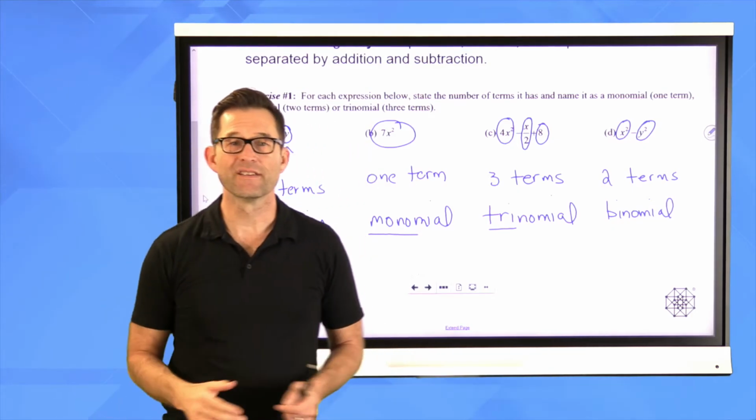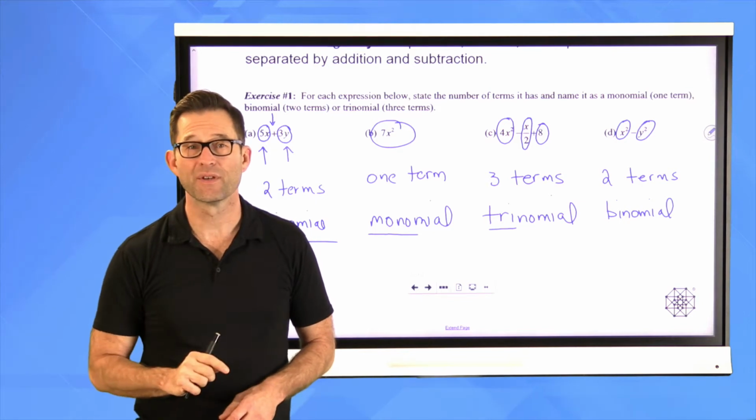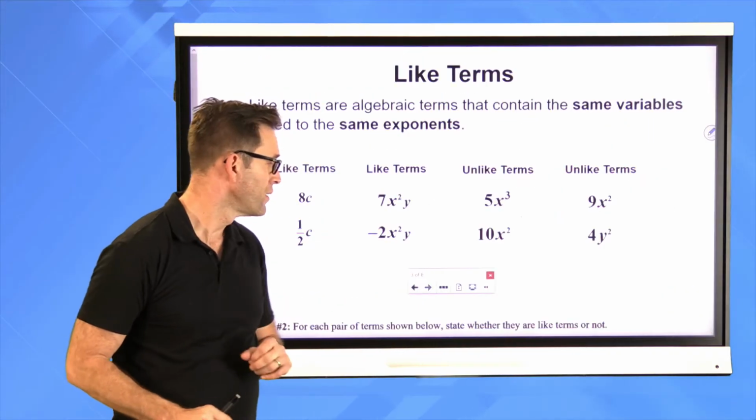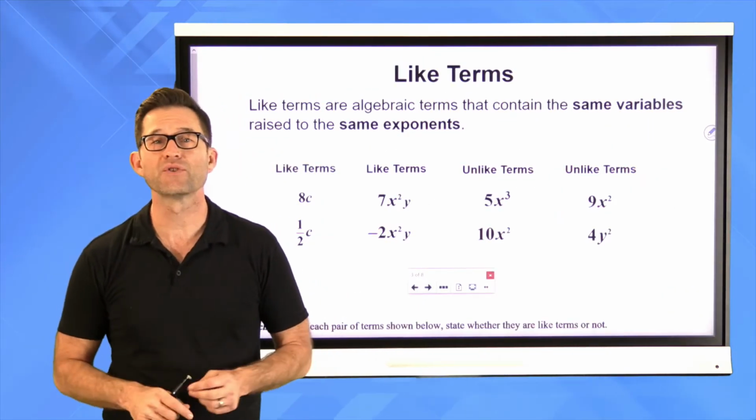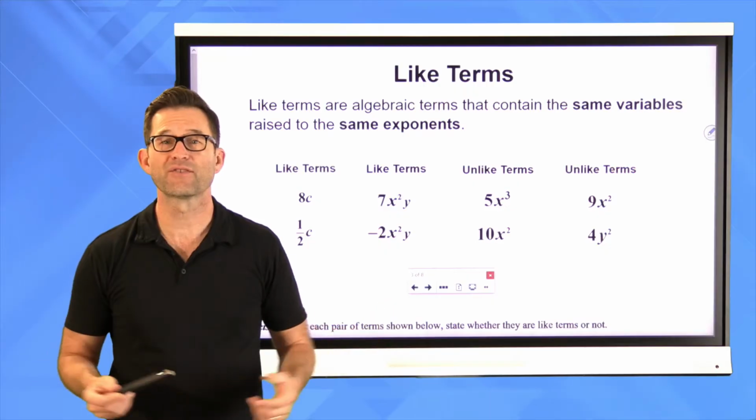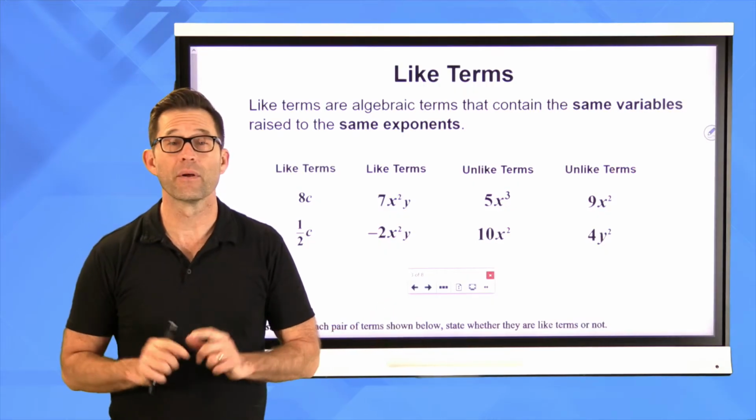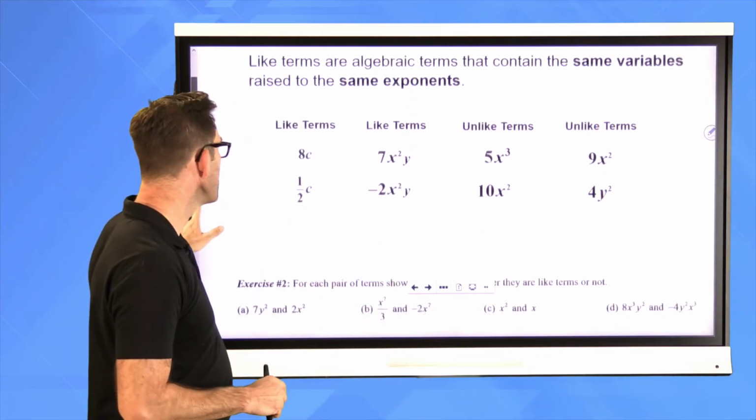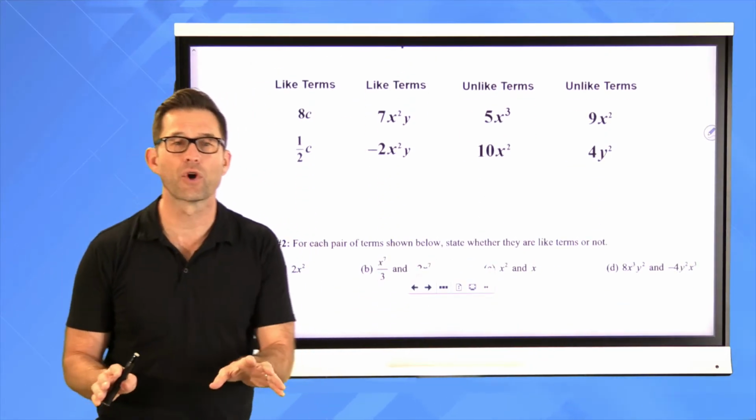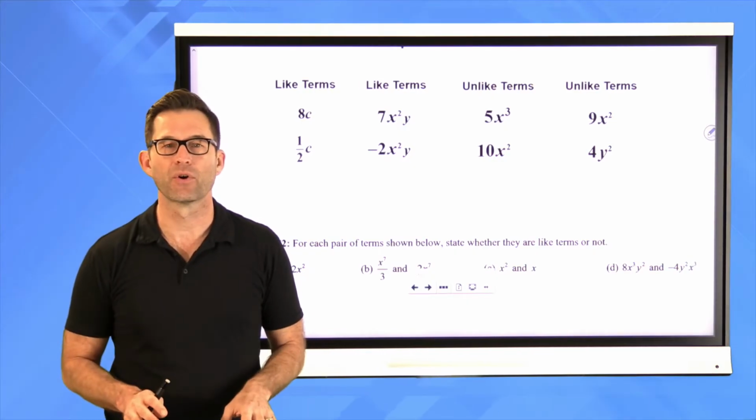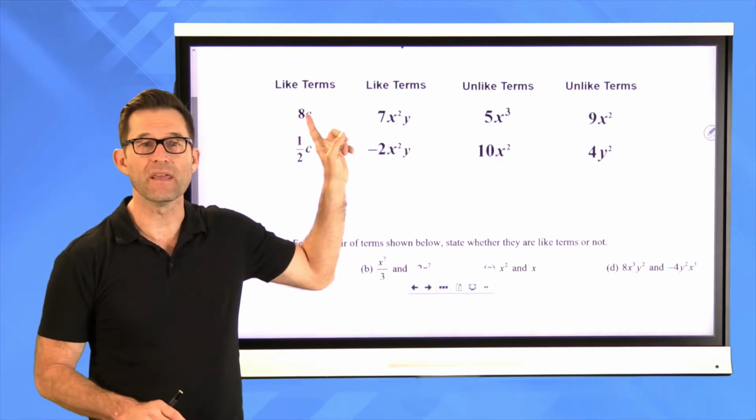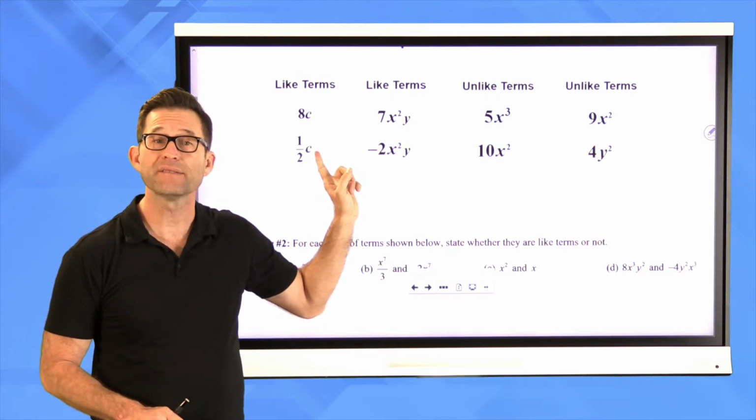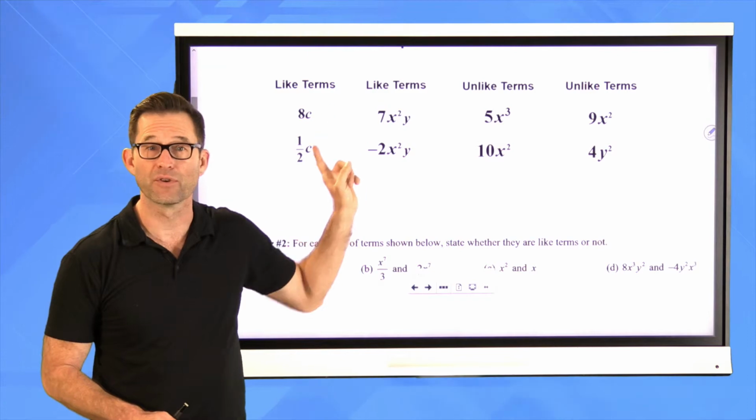Now the title of the lesson today is like terms. So let's get into what like terms are. Very important idea. Like terms are algebraic terms that contain the same variables raised to the same exponents, all right? And it's very critical to be able to look at 2 terms and immediately know if they're like terms or not. So for example, 8c and 1/2 c are like terms. They both contain the variable c, and c is being raised to the same power, to the first power.